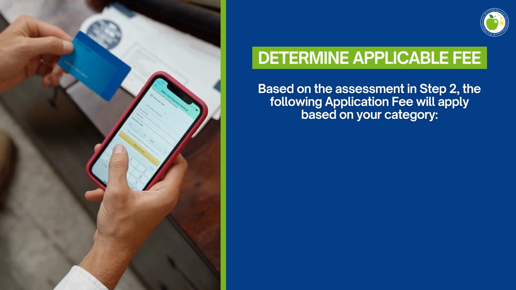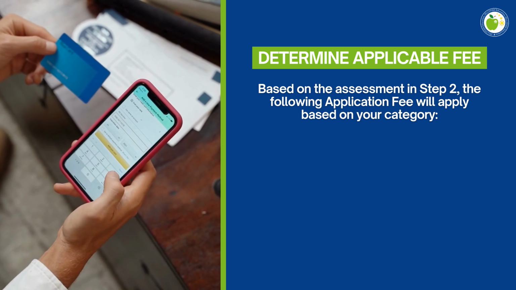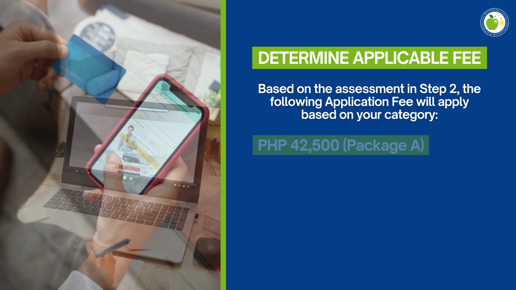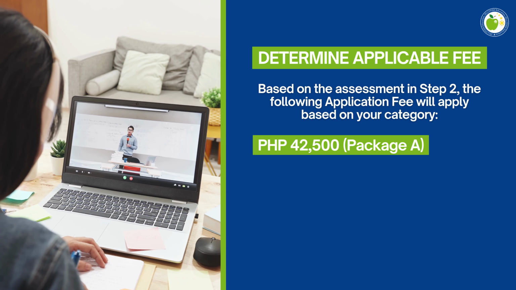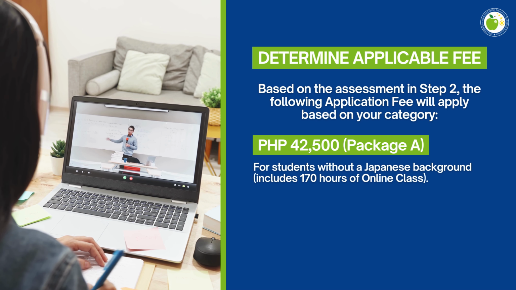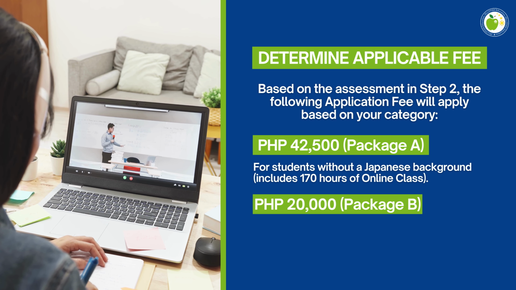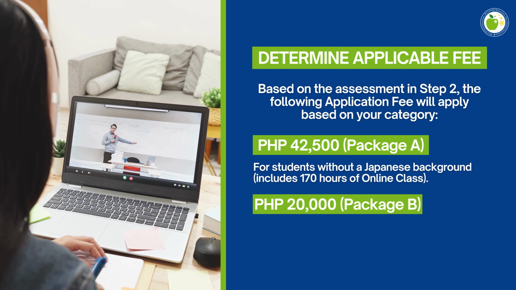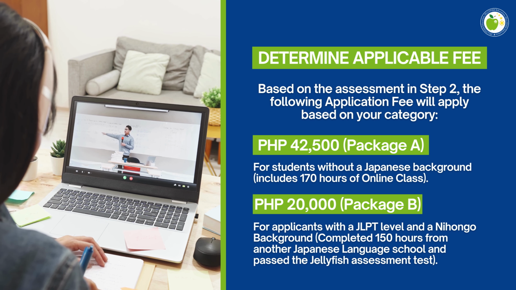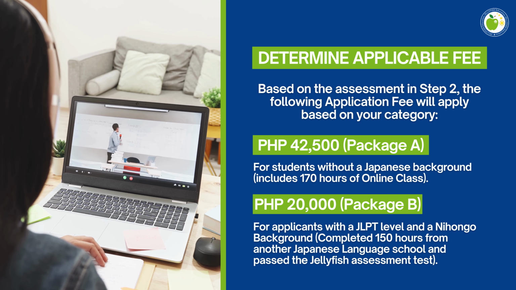Determine applicable fee. Based on the assessment in Step 2, the following application fee will apply based on your category. 42,500 pesos, Package A. For students without a Japanese background, includes 170 hours of online class. 20,000 pesos, Package B. For applicants with a JLPT level and a Nihongo background, completed 150 hours from another Japanese language school and passed the Jellyfish assessment test.